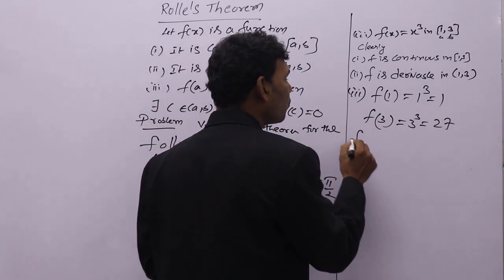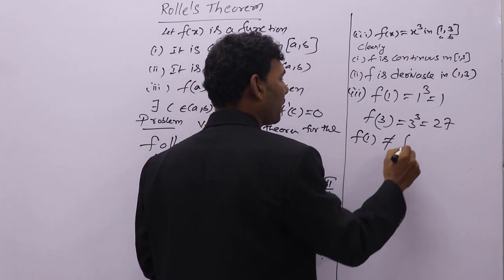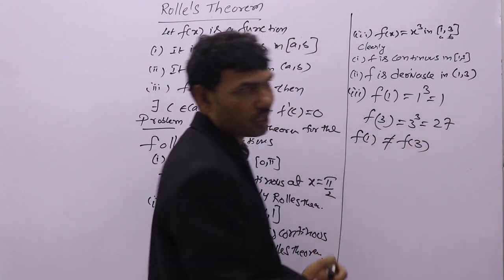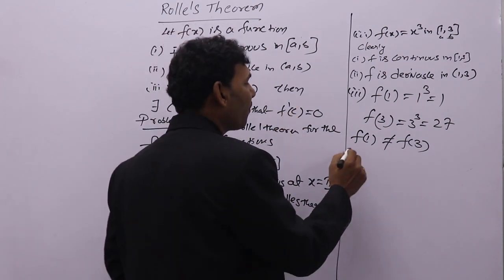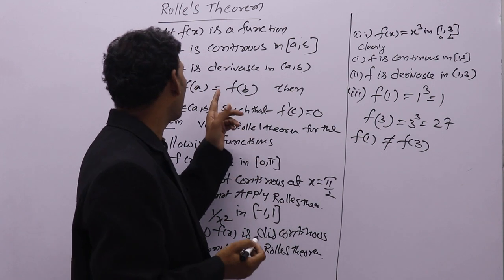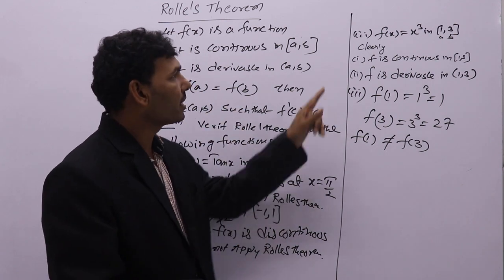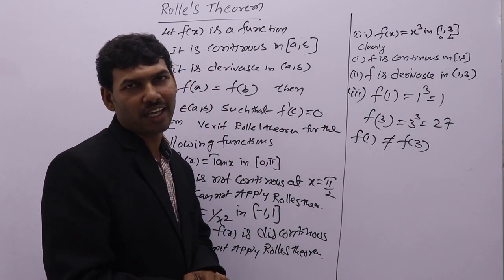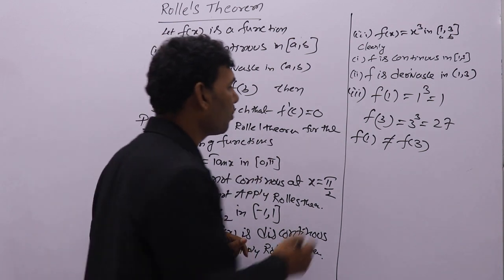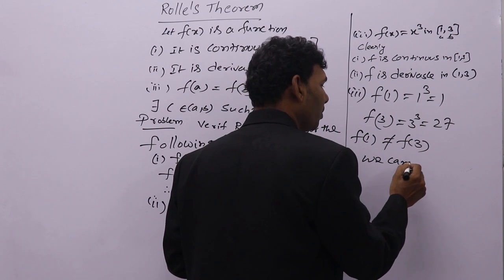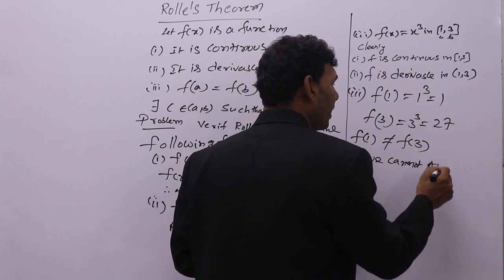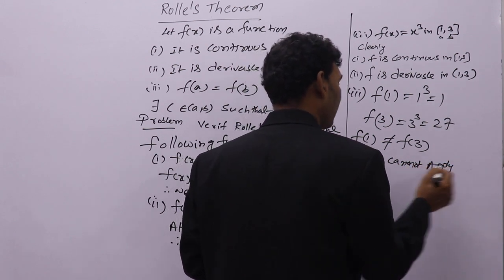Now these two are not equal. F of 1 not equal to f of 3. So what can we decide now? F fails to satisfy the third condition of Rolle's theorem. Therefore, we cannot apply Rolle's theorem for the given function.